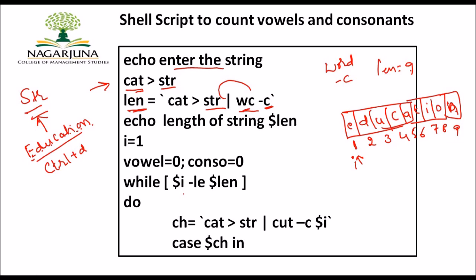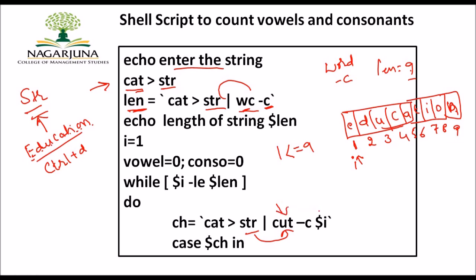Now we'll make use of a while loop and check. So here the value of I begins with 1. -le represents less than or equal to. So what is the length? Length is 9. Yes, 1 is less than or equal to 9. The condition is true. Now what we do is, again we give the content of your file called str as an input to the command called cut.